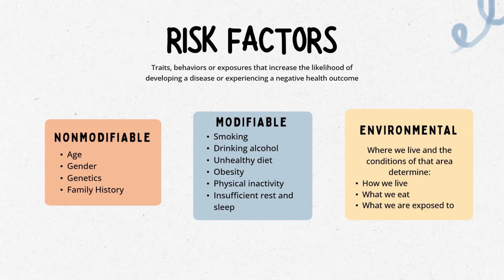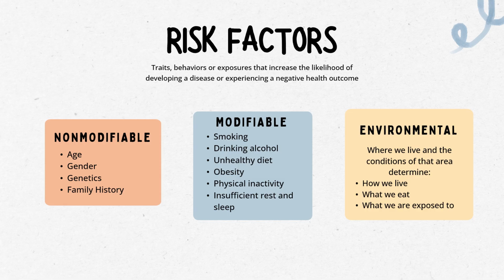Next, you have risk factors. So patients may have certain risk factors for illnesses, diseases. So risk factors are traits, behaviors, or exposures that increase the likelihood of developing a disease or experiencing a negative health outcome. So there's three different types of risk factors. You have non-modifiable, modifiable, and environmental. Non-modifiable are things that the patient cannot change. So their age, gender, genetics, family history, we cannot change those things about the patient.